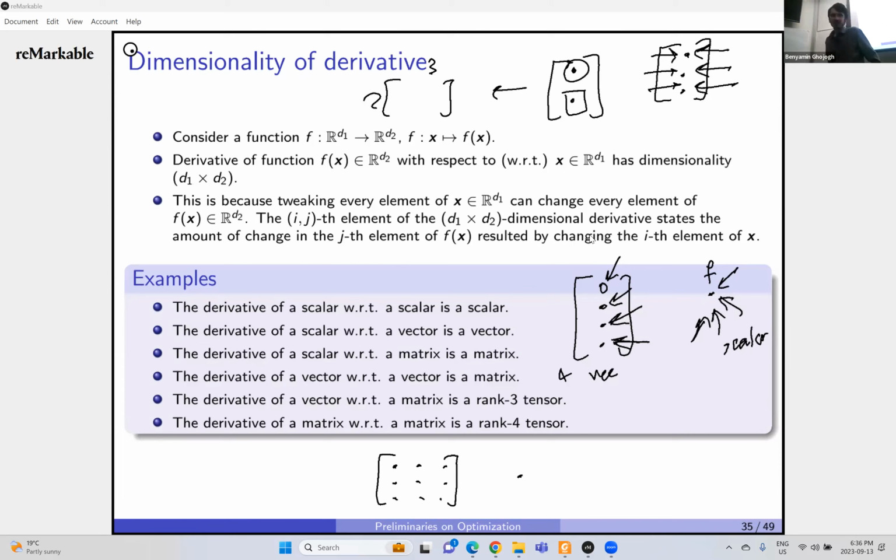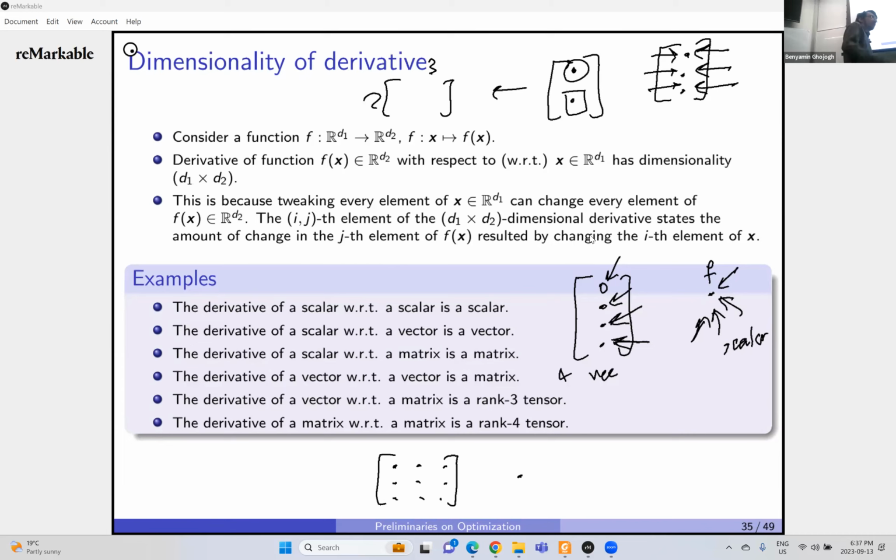Okay, so last session we talked about some preliminaries on sets and functions and convexity and these things. And at the end of the session, I remember we talked about the dimensionality of derivative. So we started with the definition of derivative, and from that we tried to understand how to determine the dimensionality of derivative. So let's review it briefly and then we will continue.